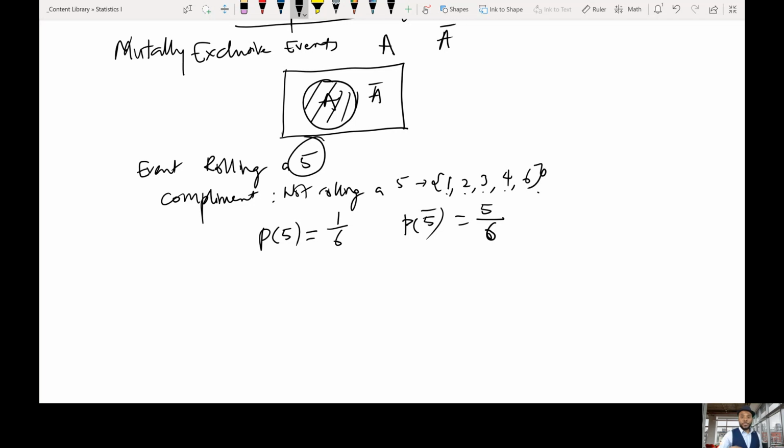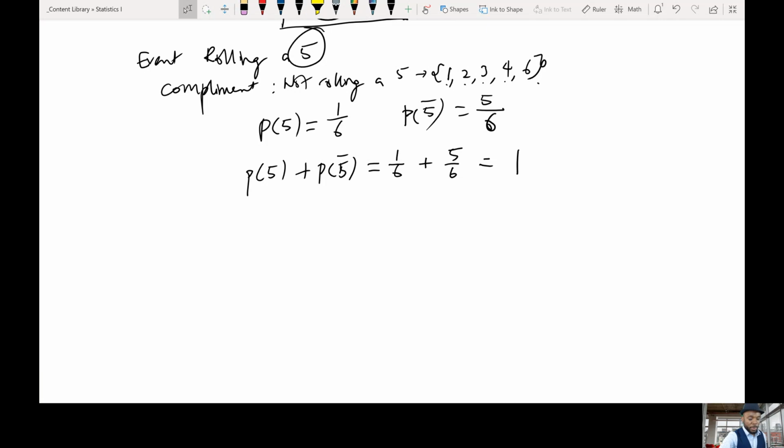And of course, if you add the probability of a 5 plus the probability of 5 complement, that should give us 1. 1/6 plus 5/6 is equal to 1. So by the complementary rule, the probability of A plus the probability of A complement is equal to 1. Which means the probability of A complement is equal to 1 minus the probability of A. This is known as the complementary rule.